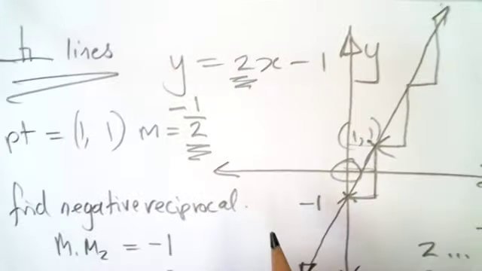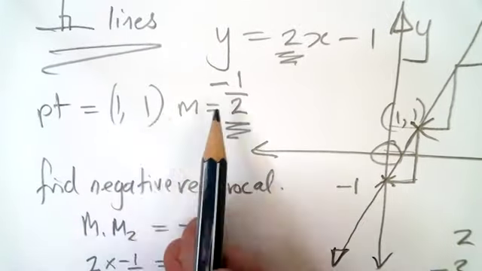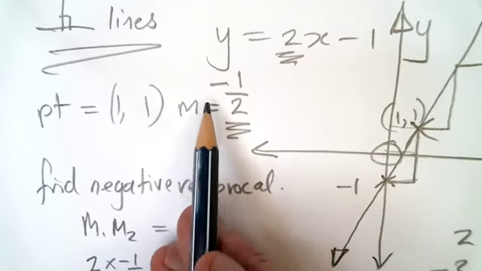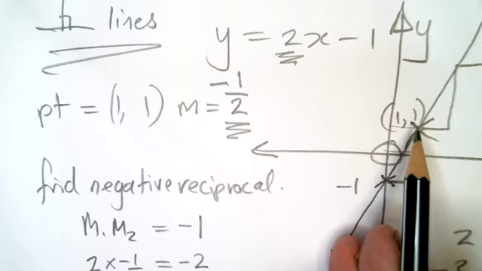So we're saying this gradient goes through the point (1, 1). It's the perpendicular reciprocal. Okay, let's see if that's true. Let's see if it passes through that point, and let's see what it would look like.